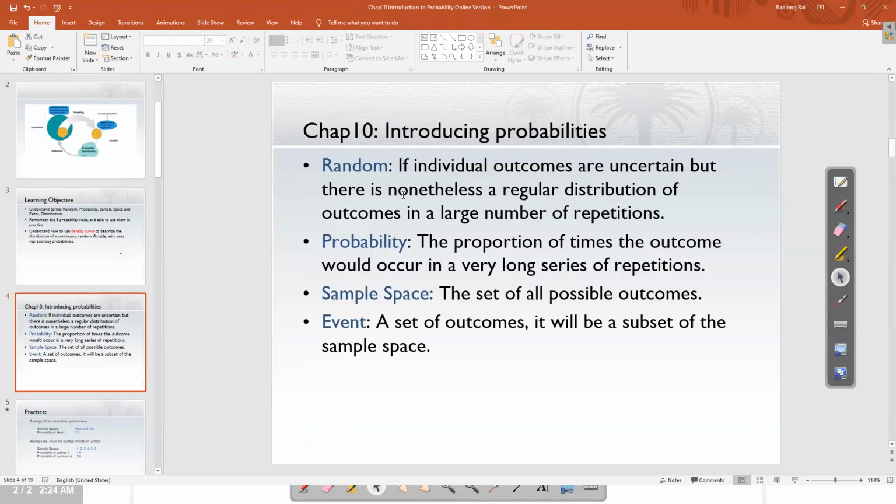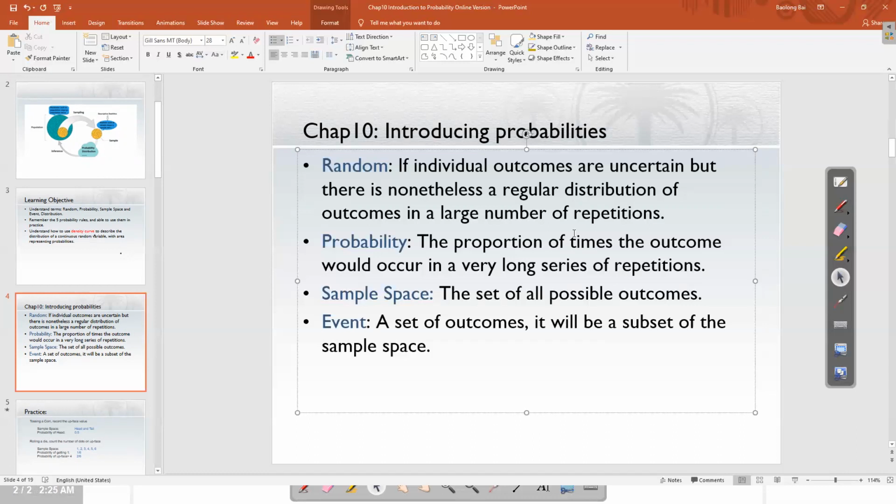All right, so we're going to start with 4 terms: random, probability, sample space, and event. Random is talking about a process. So what kind of process is random? If you have a process where the outcome is uncertain, but you do know the distribution of the outcomes if you repeat that process many times. The wording is a little awkward, but I can give you an example.